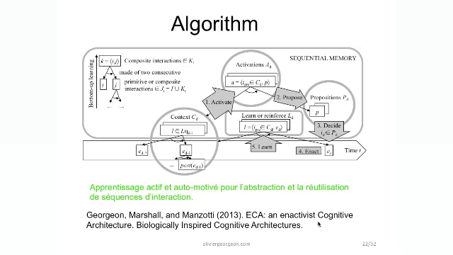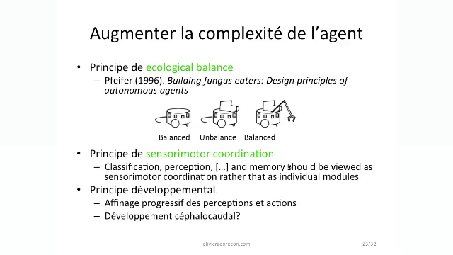So if you want to learn more, it is published in this paper, an enactive cognitive architecture. I'm not going into the details here, but that's what we are tending towards. The whole purpose of this course is to familiarize you with this way of thinking in terms of interactions, and then to implement the complexity of the agent.